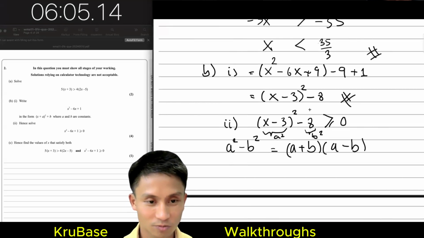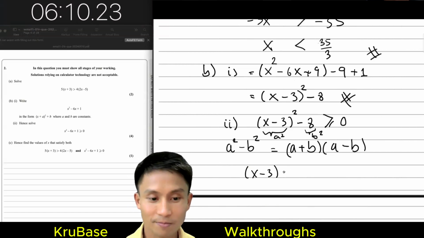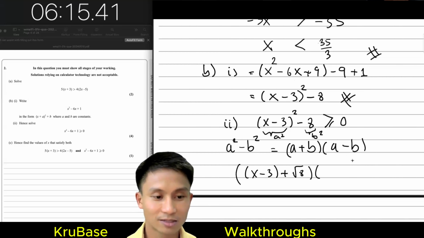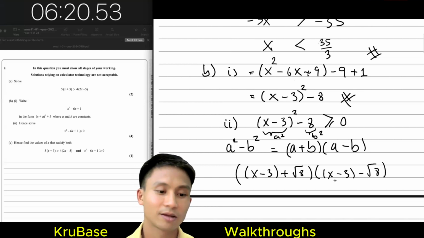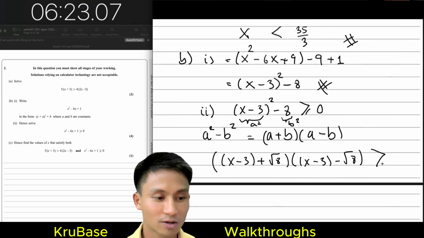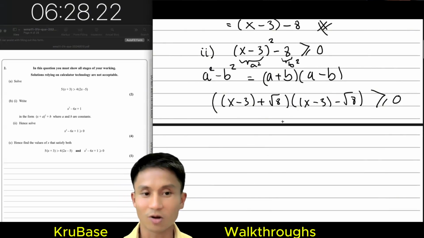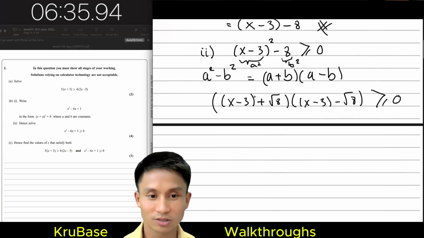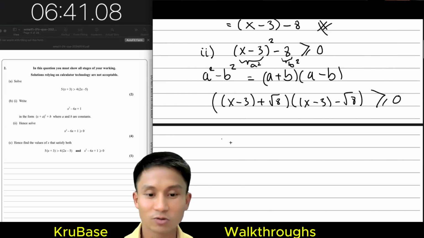So on the left part here, I would have x minus 3 being the a, plus square root 8. That is just the first brackets. And then the second one, a minus b, so I would have x minus 3 minus root 8. And I'll put that greater than 0. Okay, so this is already solved. If this was an equation, the roots would be the critical values. And by critical values, I mean if you put each of the brackets equal to 0.